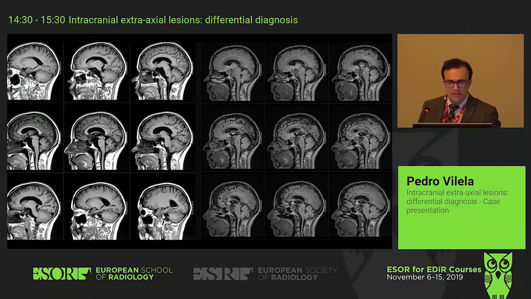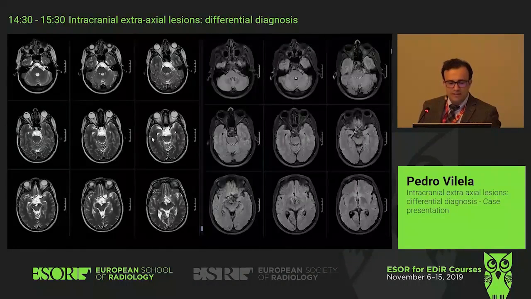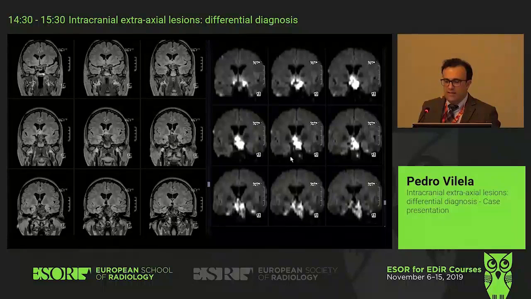So it looks like CSF on T1. It looks like CSF on T2. But on FLAIR images, it's not. So if I give contrast, it was not going to enhance. If I want to be sure, I would ask for which sequence? DWI. Okay? And there you have it on DWI on the coronal, and you can compare with the coronal. You see the full extension of this cystic lesion with restricted diffusion.